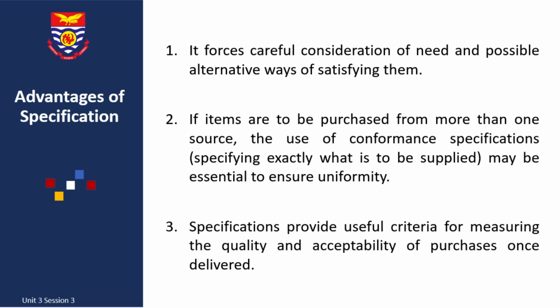We use conformance specification where we detail exactly what is to be supplied, exactly what we want the suppliers to supply to us, so that at the end of the day, even though we are getting our requirements from different suppliers, they are all going to end up supplying the same thing to us. So we have two types of specification, the conformance specification and the performance specification. The conformance specification is when you know exactly what you want and you want your suppliers to supply exactly that.